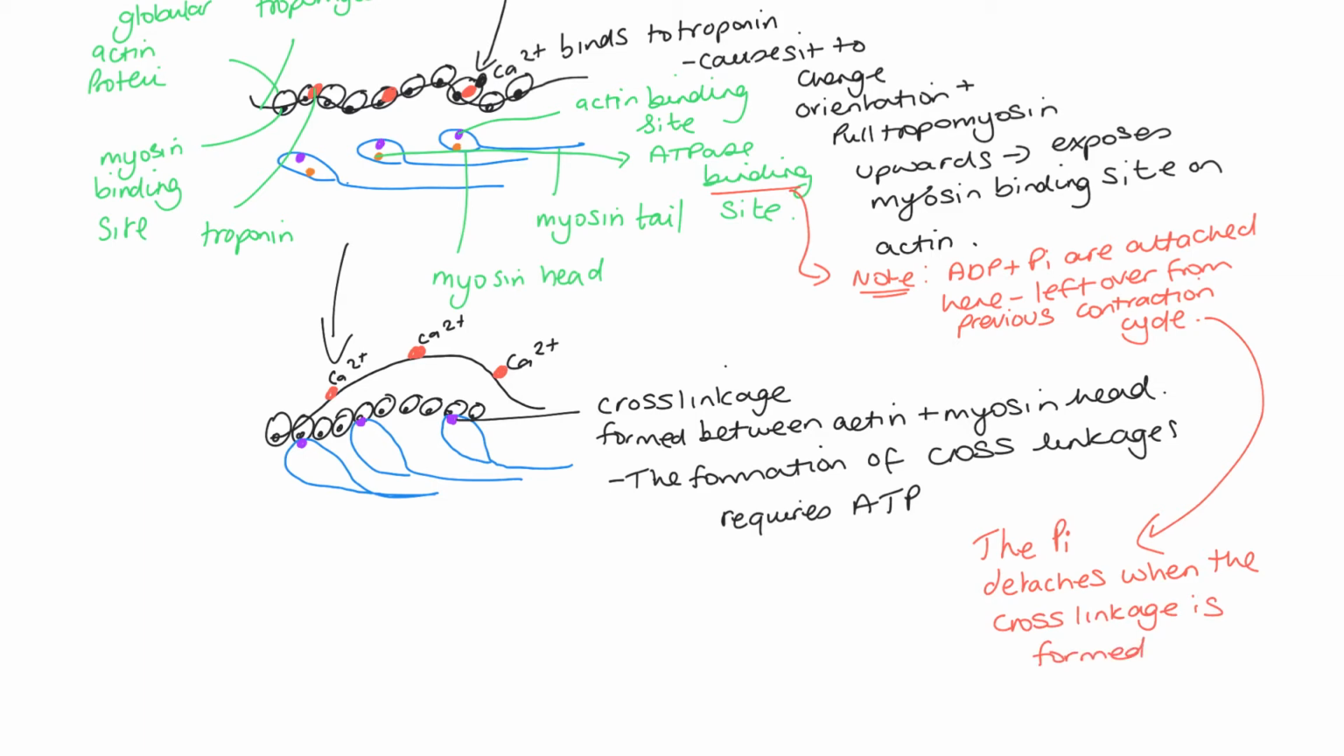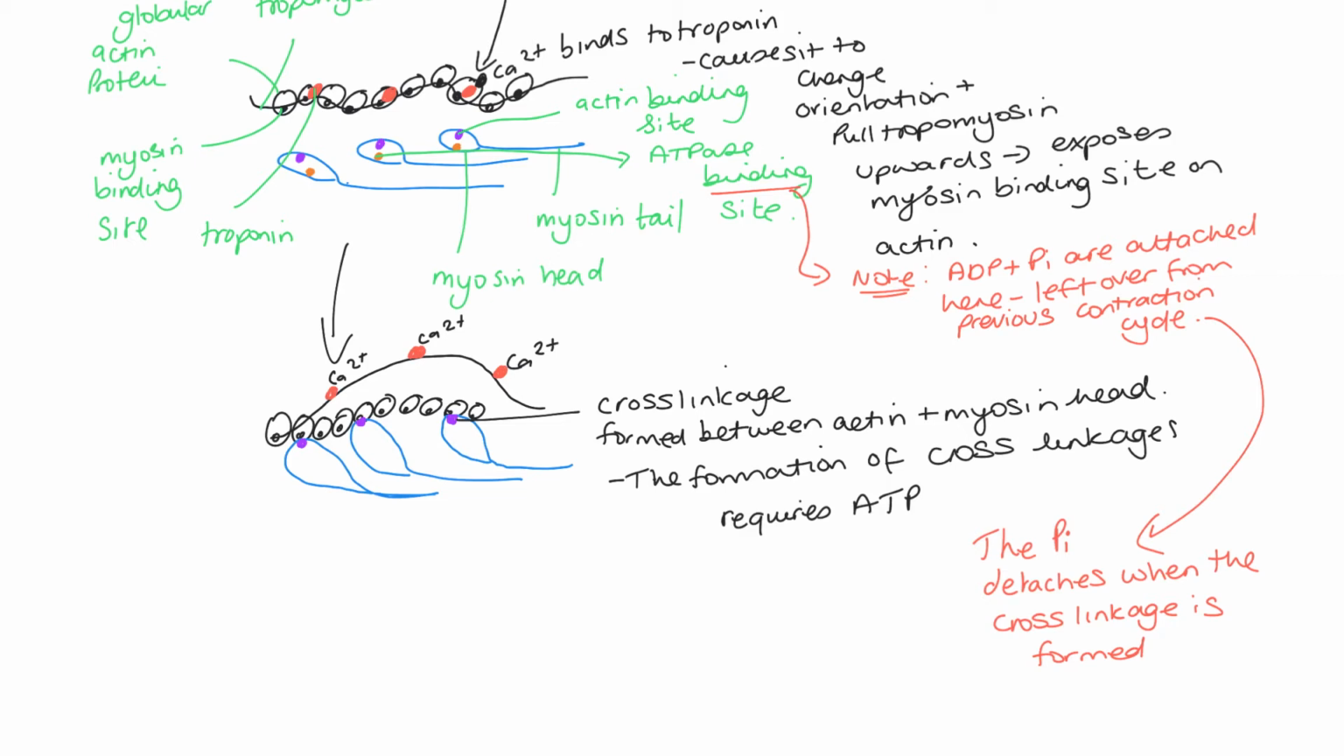Once the myosin head attaches to the exposed binding site on the actin and forms a cross-linkage, the phosphate is released and the energy stored in the head of the myosin is used to move the head. The myosin head pivots and pulls backwards towards the M line. This is called the power stroke. As the head pivots, it pulls on the actin, and the actin slides past the myosin towards the M line.